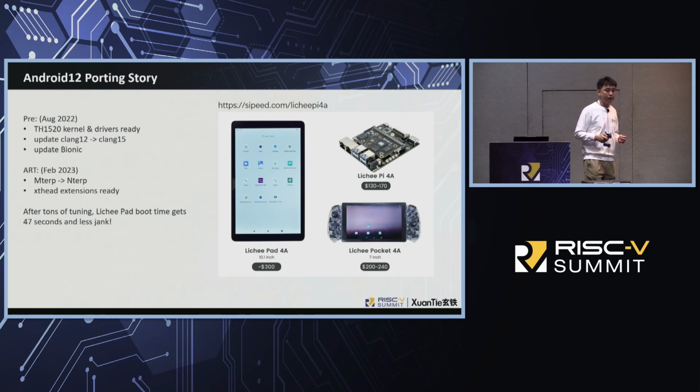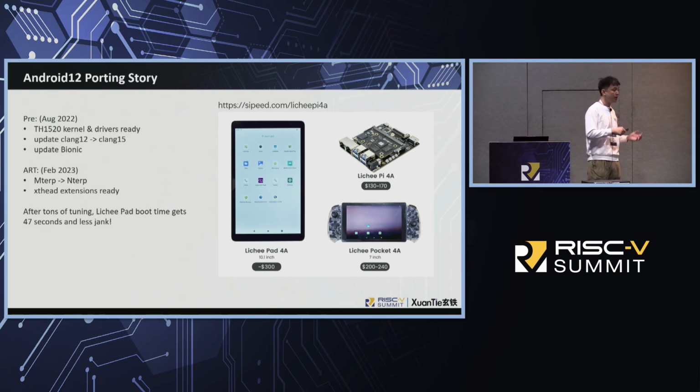Next, we started with Android 12, based on our newest chip, named TH1520. We started traditionally with the kernel and the drivers, and we also updated Clang 12 to 15 in Android 12, because a lot of RISC-V features, our custom instruction features, are in Clang 15. And we also updated Bionic. And then we again started the ART porting work.